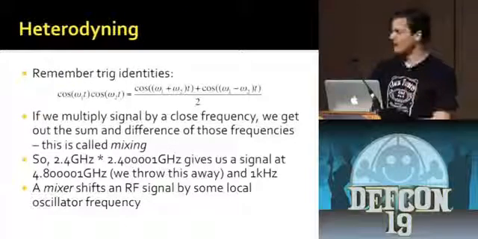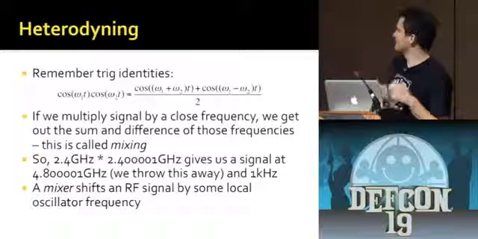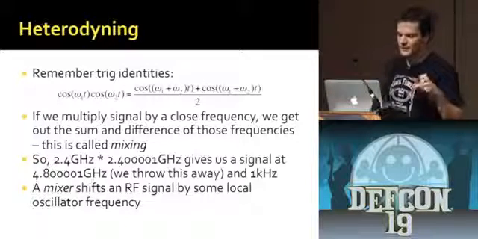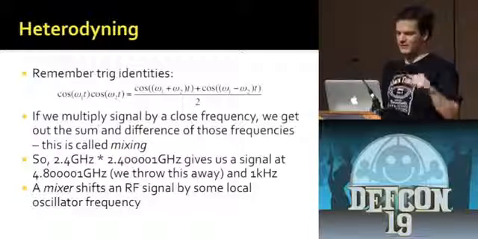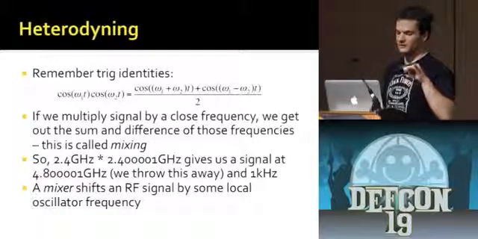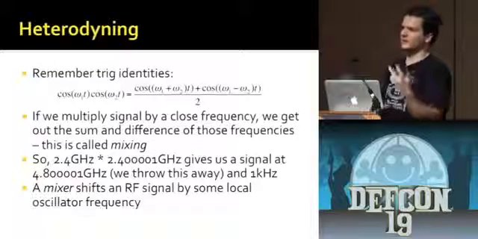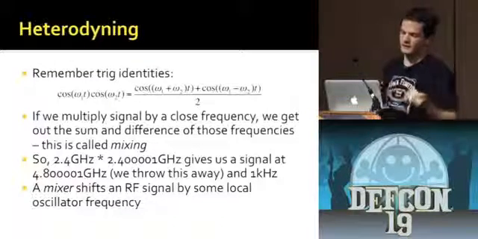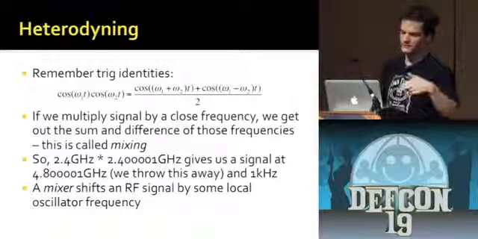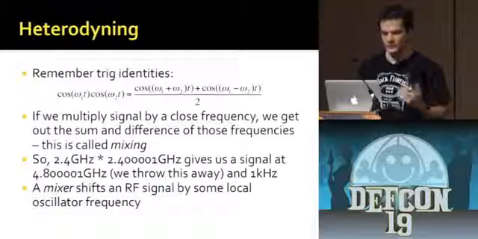So the way this works is there's a little more math here. The trig identity that I'm looking at is the product to sum rule. Basically, if you multiply two trig functions or two sine waves at two different frequencies, what you get out is the frequency of their sum and the difference of the two frequencies. And you lose half the power in the process of doing that because the two signals are halved. So what this is called is mixing.